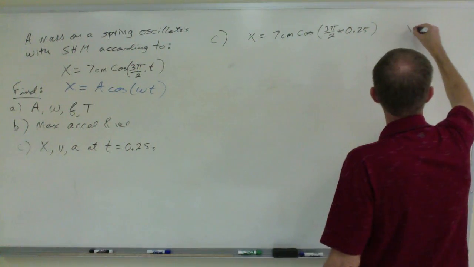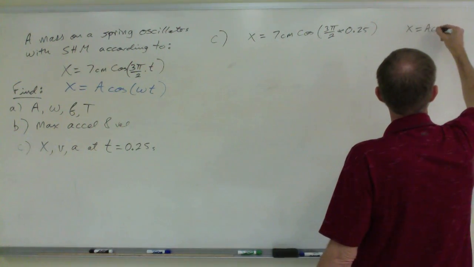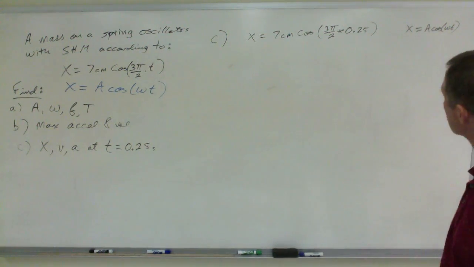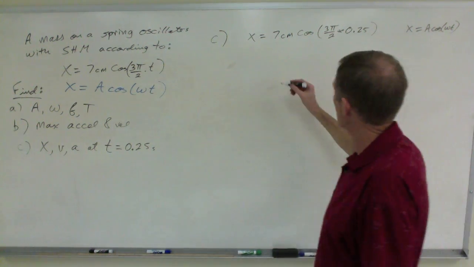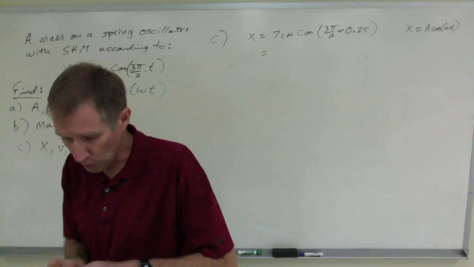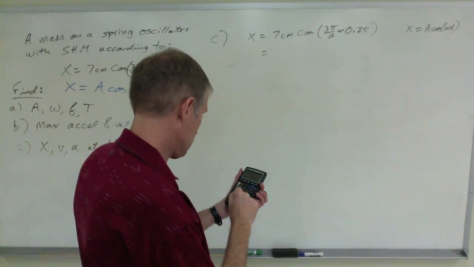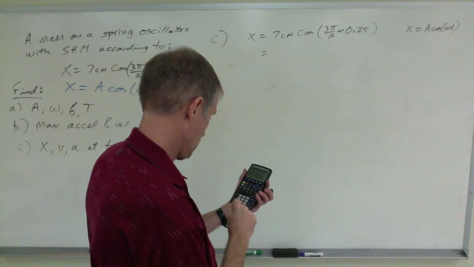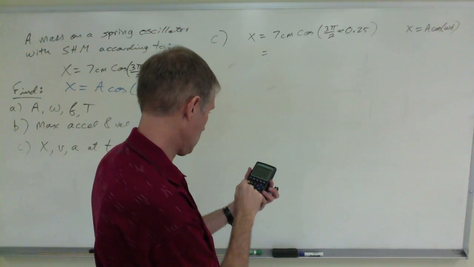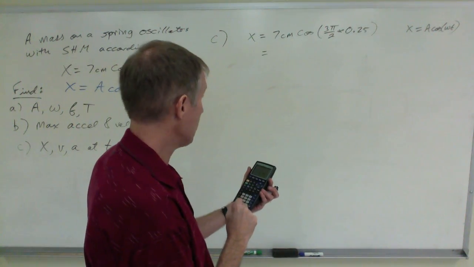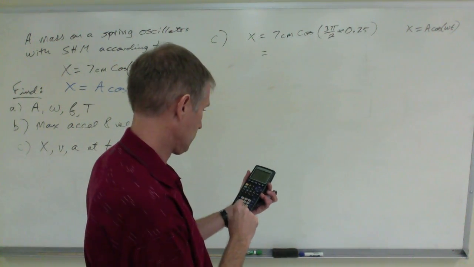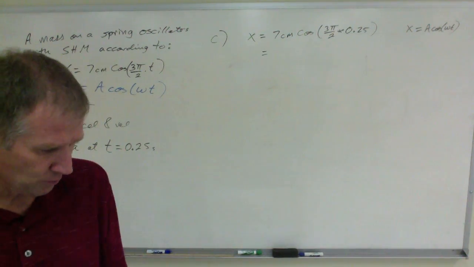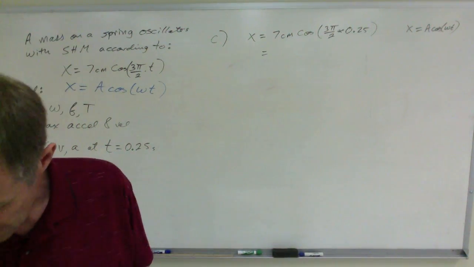Again, what is this? This is the equation x equals A cosine omega t, right? That's the equation. Put this into your calculator, which I have not yet done. That's going to be 7 times the cosine of 3 over 2 times pi times 0.25, close my parentheses, and I get 2.68 centimeters. And it's positive.